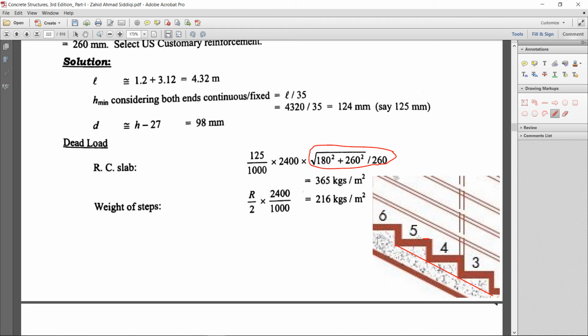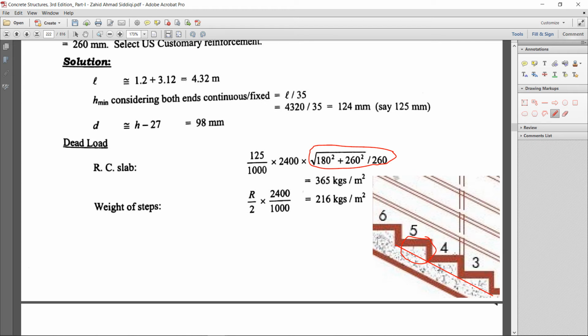Now the load of these steps. How to calculate the load of a step? We take the average of the step height, that is the riser divided by 2, then multiply with concrete density, and we will get the weight of steps. So riser divided by 2 multiplied by 2400 divided by 1000 to convert millimeter into meter. Our riser dimension is 260 millimeter, so that's why divided by 1000. So the weight of steps is 216 kg per meter square.